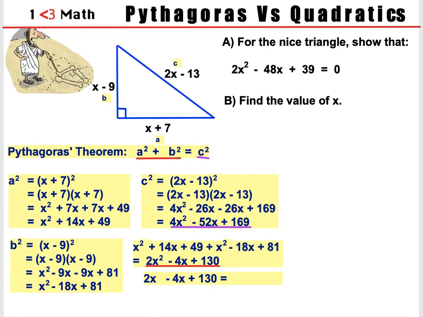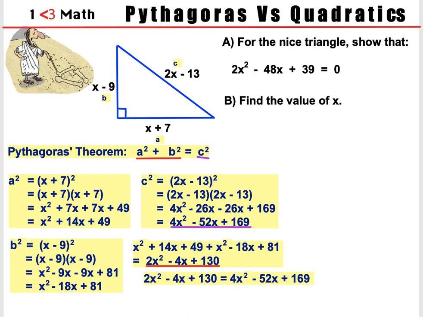And we have 2x squared minus 4x plus 130 equals 4x squared minus 52x plus 169. Now we can go back to the question at this point. We need to show that 2x squared minus 48x plus 39 equals 0. That's a very important point for a quadratic equation, that we need to have equals 0.